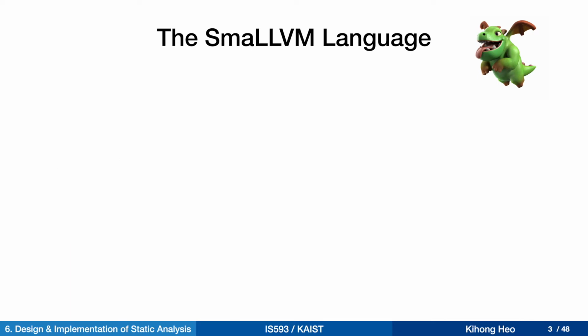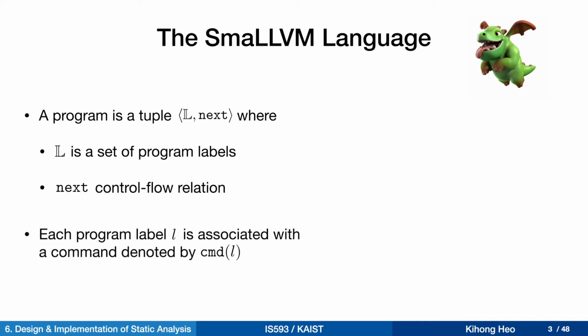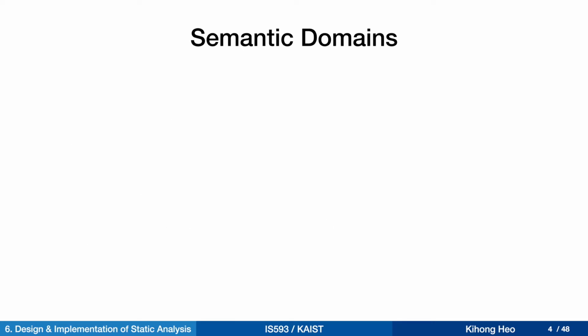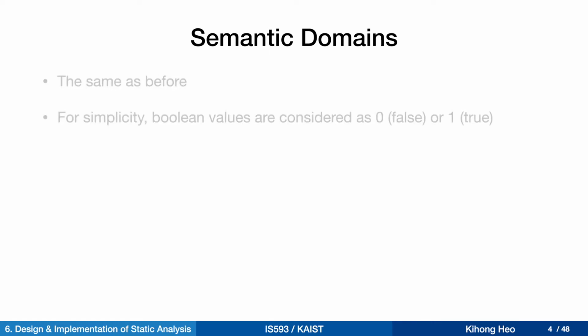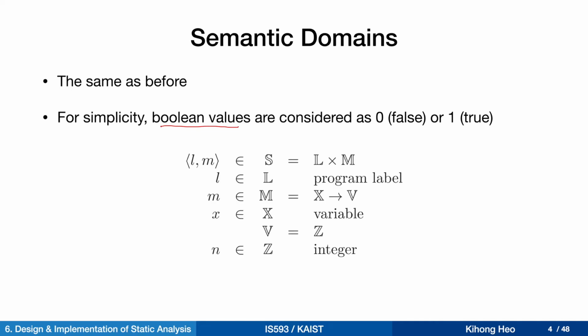So let's review the SmaLLVM language. A program consists of a set of program labels and the control flow relation called next. And then each program label is associated with a command denoted by cmd over L, like this. Here is the definition of the syntax that you are already familiar with. First, the standard semantics of the SmaLLVM language is the same as before. But in this lecture, for simplicity, we interchangeably use Boolean values as integers 0 and 1 in the standard way. Here are the semantic domains, the same as before.